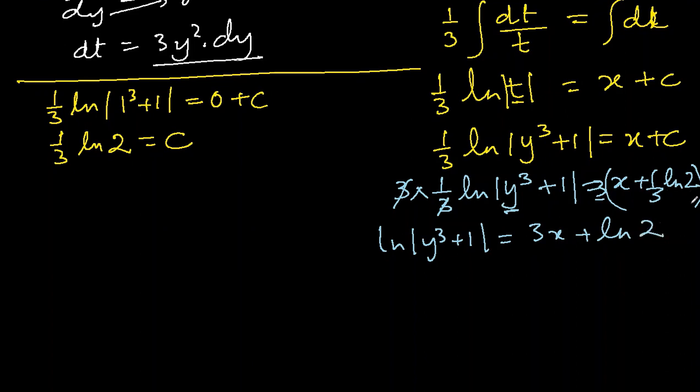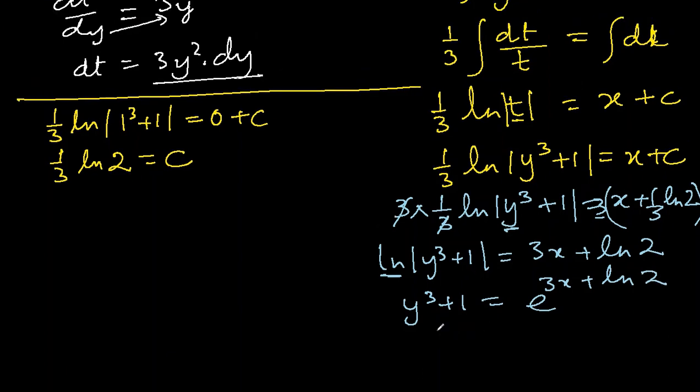Yeah, okay. Now we have to remove this natural log from here. So y cube plus 1, we have removed it. The other part will become the exponent of e, 3x plus ln 2. Alright, now we have to get rid of the 1. So y cube equal to e to power 3x plus ln 2 minus 1. Okay, so let's complete it here.